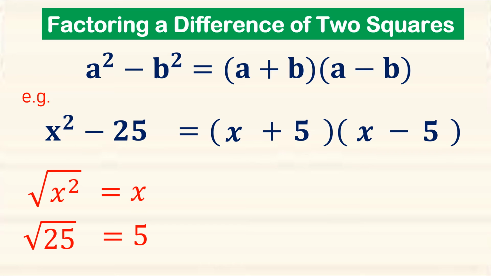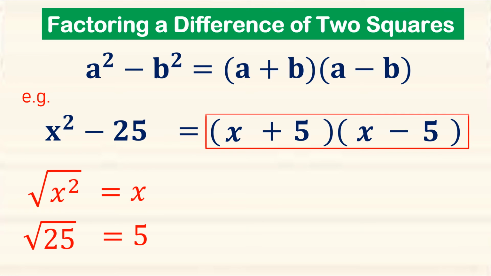Why plus and minus? Because if we are going to have the middle term, 5 times x is 5x. Then minus 5 times x is negative 5x. When we add it, the middle term is 0. That is why it is very important that we are going to put plus and minus.